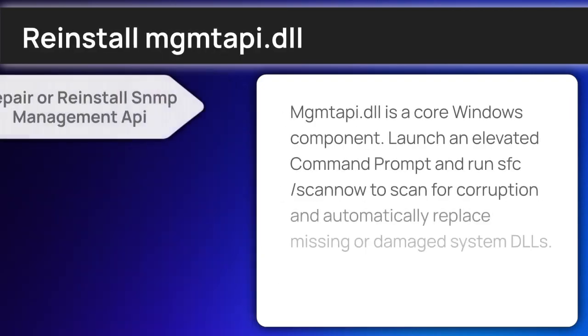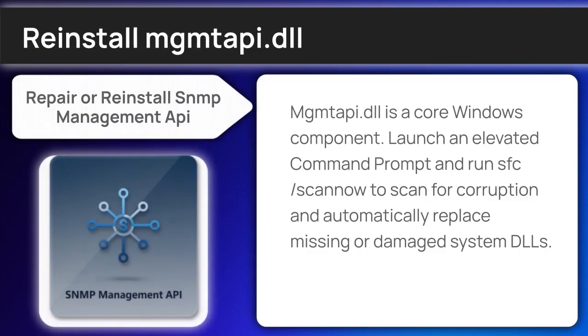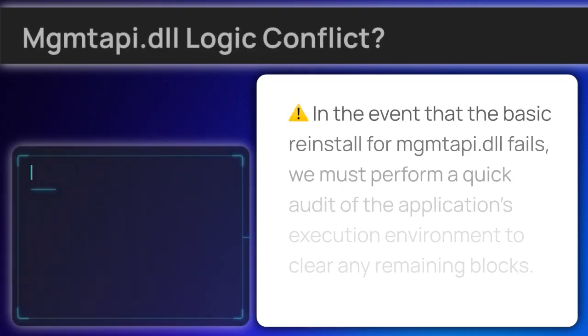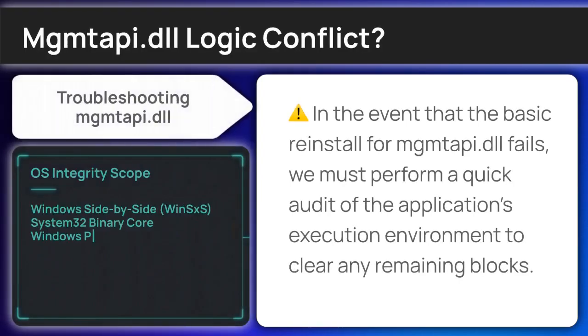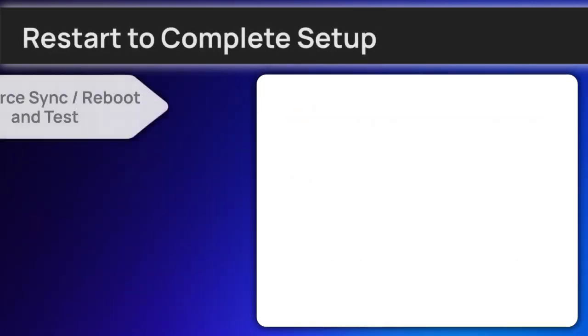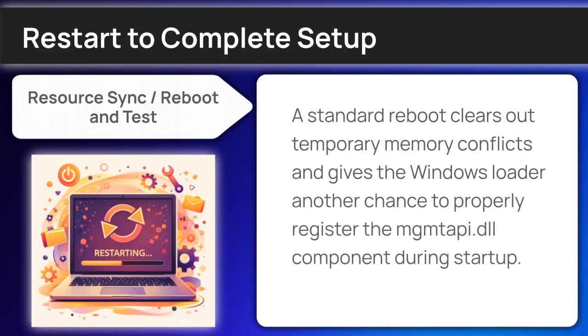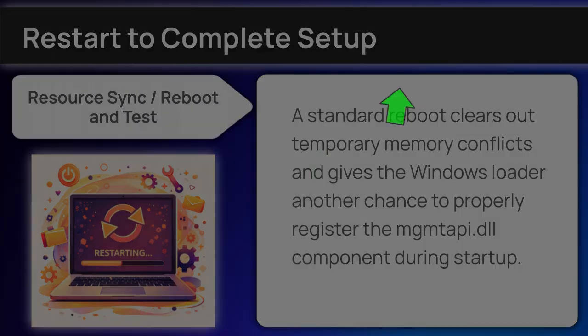Mgmtapi is a core Windows component. Launch an elevated command prompt and run sfc /scannow to scan for corruption and automatically replace missing or damaged system DLLs. Should the reinstallation fall short, the next step in our protocol is to validate the integrity of your system's startup environment. A quick reboot can determine if the error is transient. While it won't fix a deleted file, it can re-establish the connection between your software and the Mgmtapi library file if the path was temporarily busy.